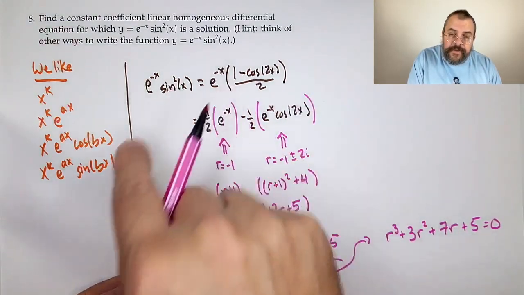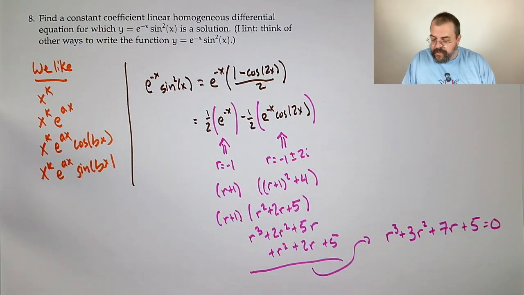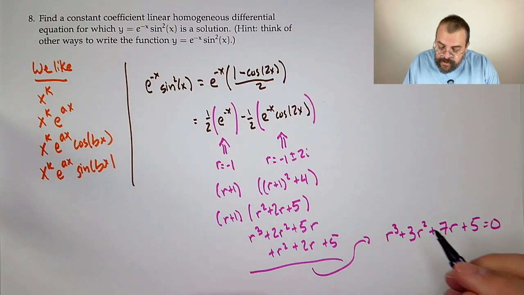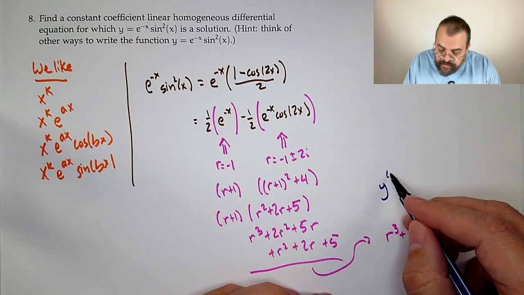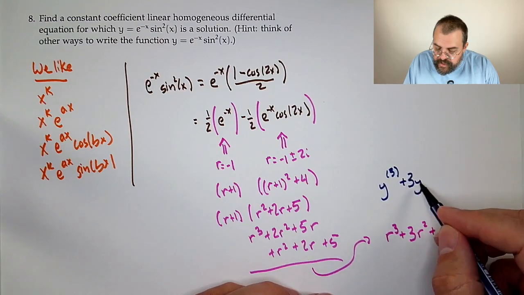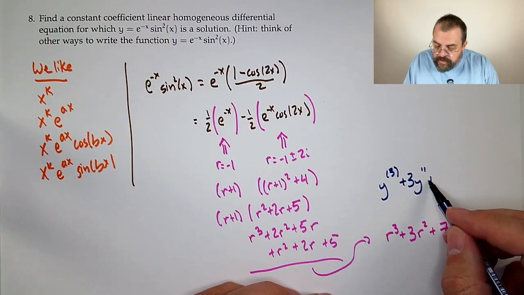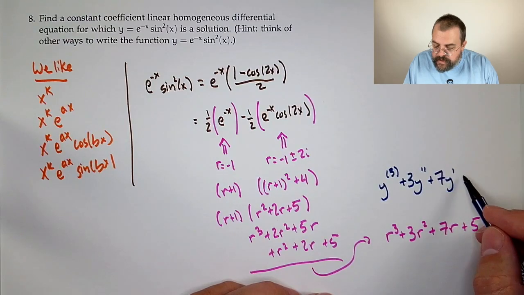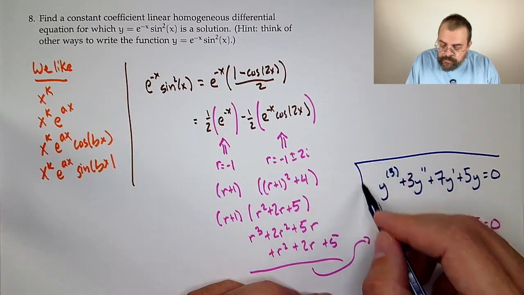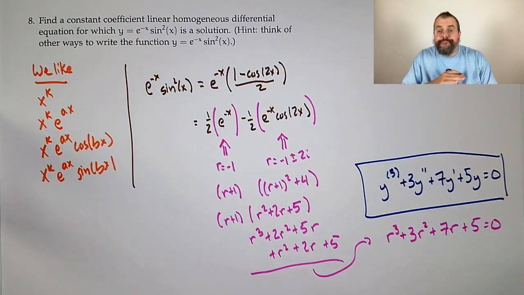So the last thing is, write the differential equation. Well, that's the easy part. So we'll get the third derivative plus 3 times the second derivative plus 7 times the first derivative plus 5 times the function equals 0. And we're done.